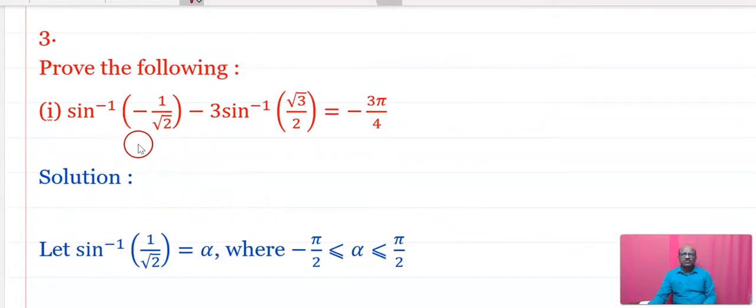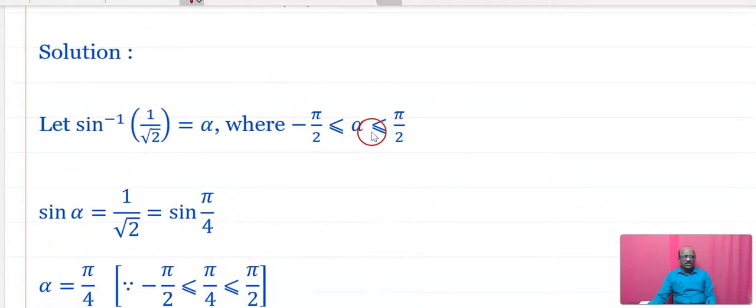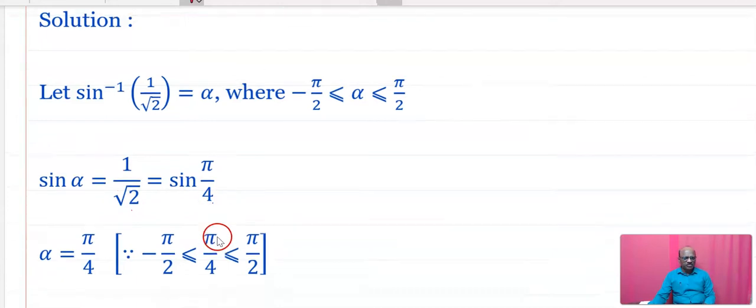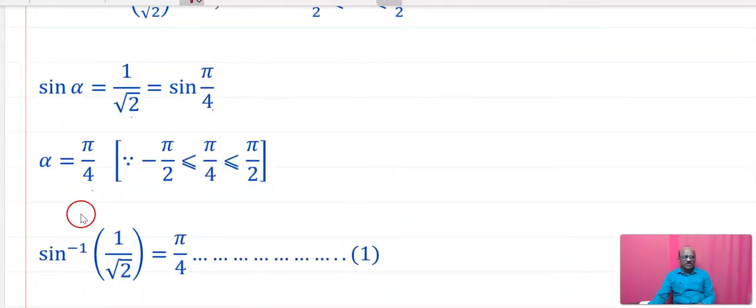Next, we'll prove the following result. Sine inverse of minus 1 by root 2 minus 3 times sine inverse of root 3 upon 2 is equal to minus 3 pi by 4. Now one by one. Let sine inverse of 1 by root 2 be alpha. Alpha lies between minus pi by 2 to plus pi by 2. Therefore, sine alpha is equal to 1 by root 2. 1 by root 2 is the value of sine of pi by 4, and that's why alpha is pi by 4.